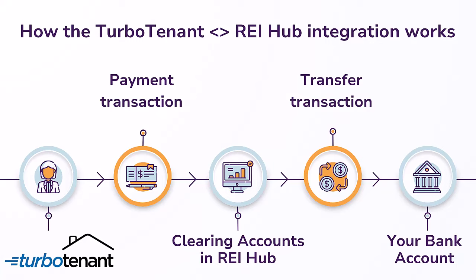To integrate the data feed from TurboTenant and the imported transaction feed from your linked bank accounts, the REI Hub system uses clearing accounts in two transactions to track the flow of funds from the renter through TurboTenant and finally to your bank account.